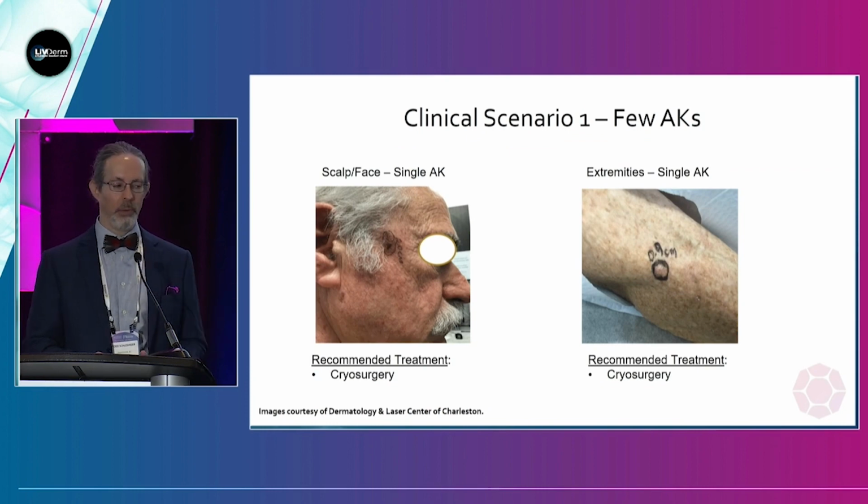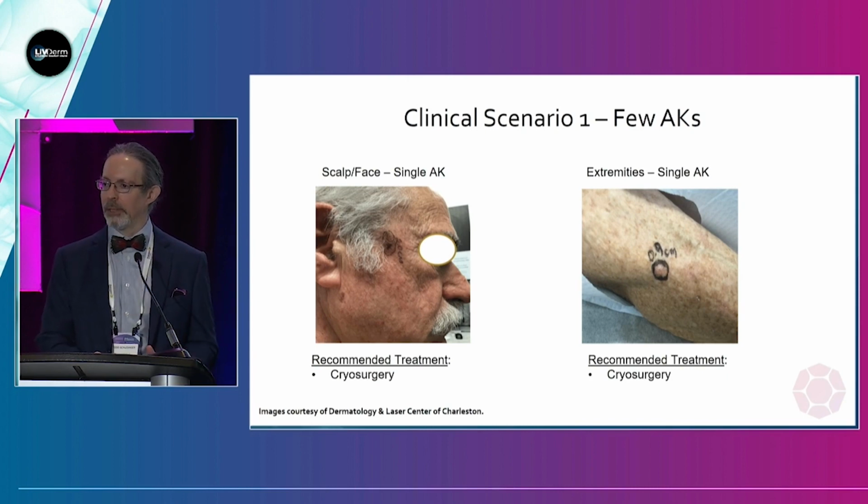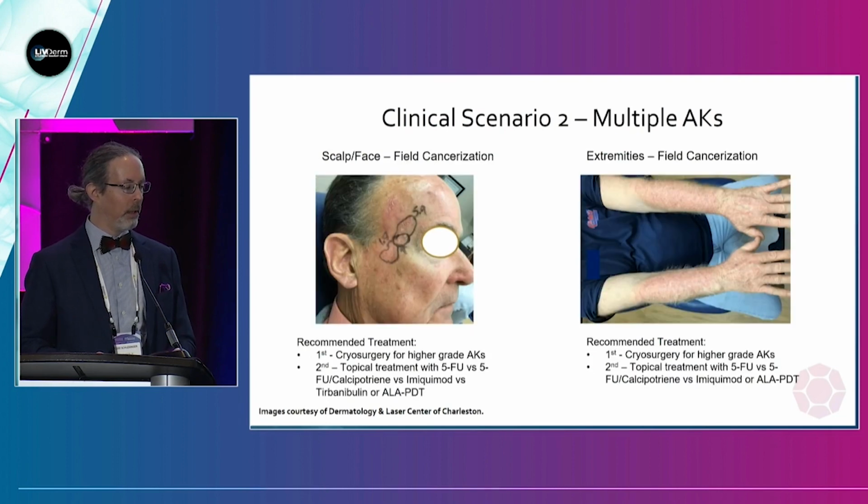So I just thought I'd run through a couple of clinical scenarios. So our patients with single AKs, we're still using cryosurgery, of course. It's recommended to do that when you have a single mild to moderate AK. And then going into multiple AKs, in our practice, we're adding in PDT, we're adding in 5-FU, tirbanibulin, imiquimod, calcipotriene.